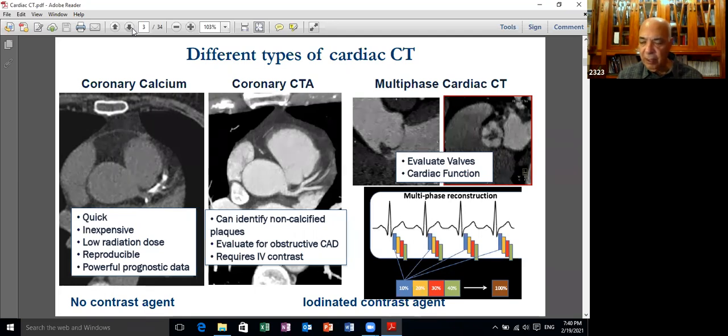But it had to wait for almost 14 years until 1981, when ECG gating came into play. And at that time, this was the birth of cardiac CT. Now, over the years, we developed three types of cardiac CT. On the left side of the screen, you'll see the most preliminary form, which is coronary calcium scoring.